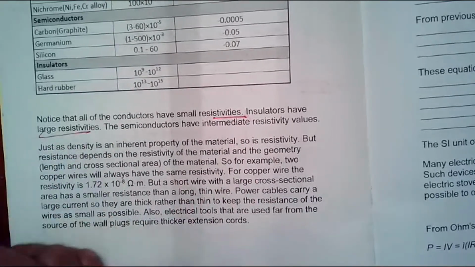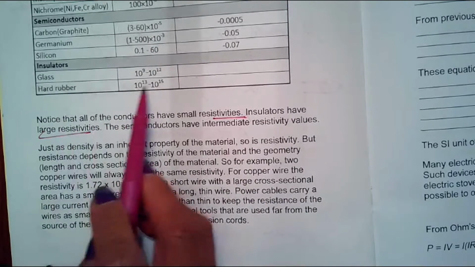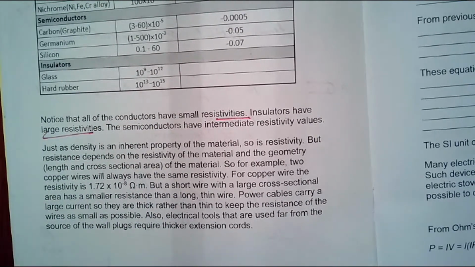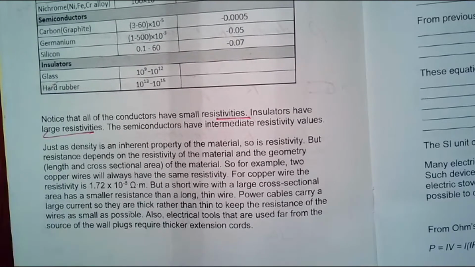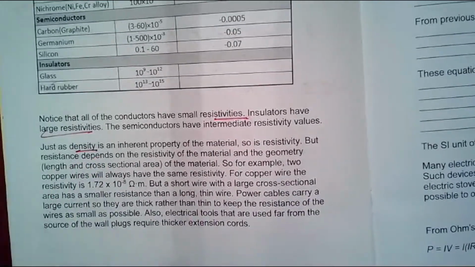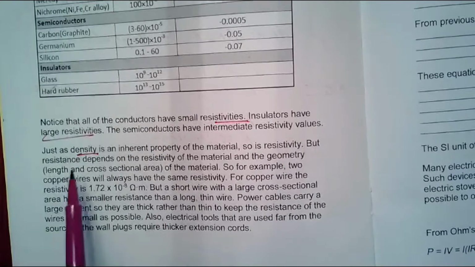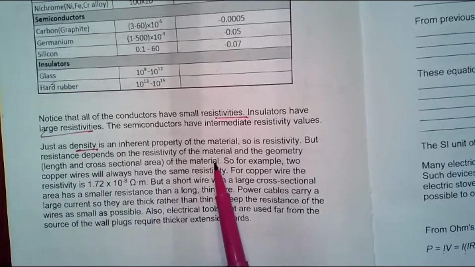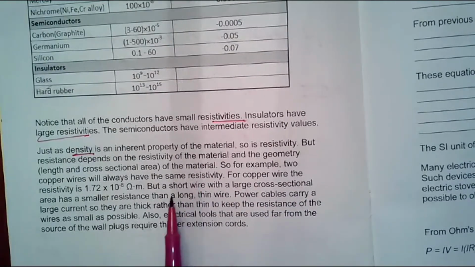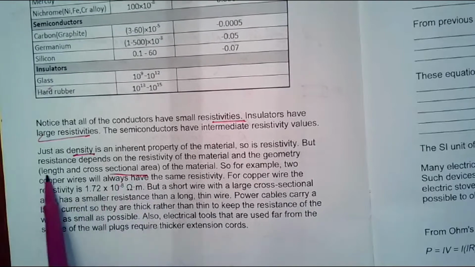Insulators have large resistivity. Rubber, for example, is 10 to the 13 to 10 to the 15. That's a pretty high resistivity, and so rubber is a good insulator. Same with glass. The semiconductors have intermediate resistivity values. So we talked about density, and we compared density with resistivity. Resistance depends on the resistivity of the material and the geometry of the material, so the dimensions of it: the cross-sectional area and the length.